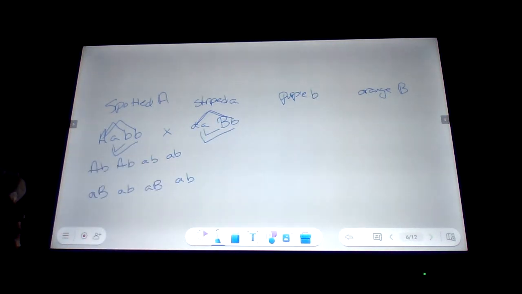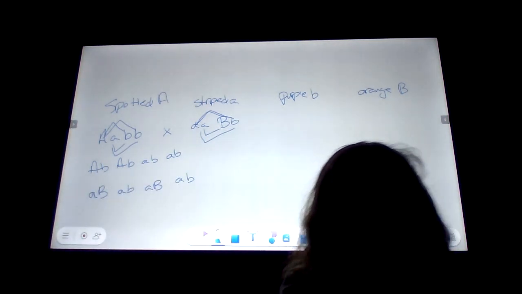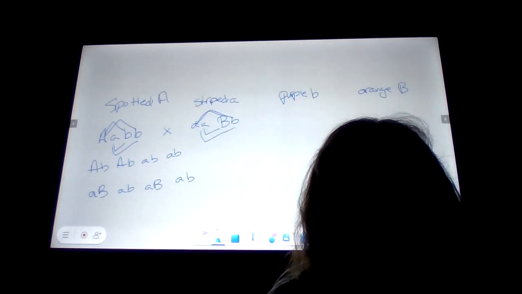And then we're going to set up the Punnett square just like we did on the last one, and then figure the genotype and the phenotype of our offspring. And that is the last set of notes on Punnett squares. It's the funnest set of notes because it's the most challenging.